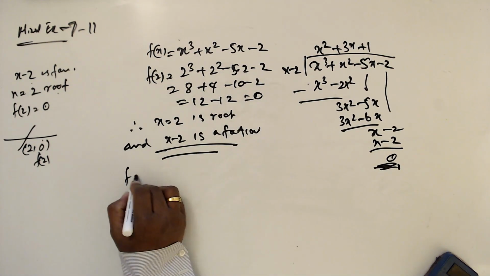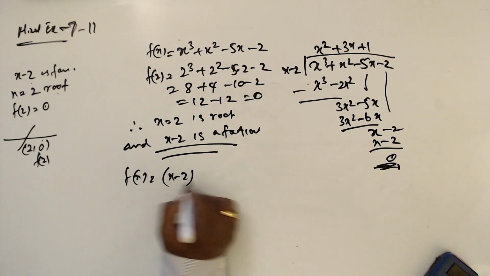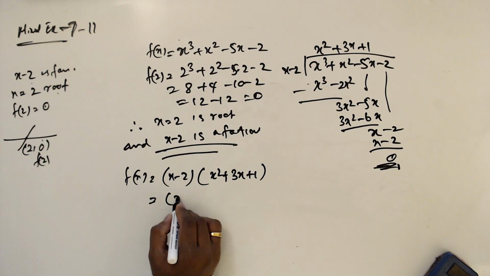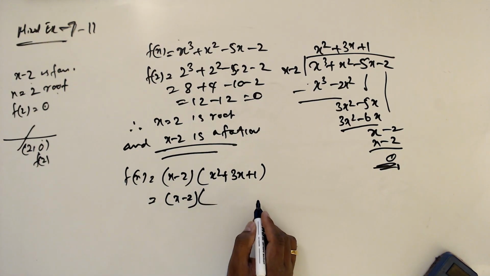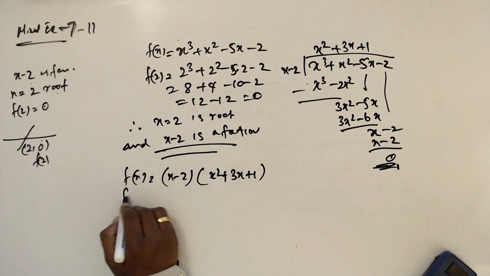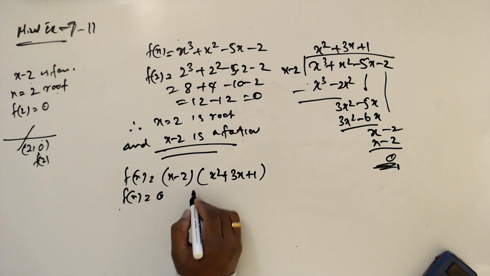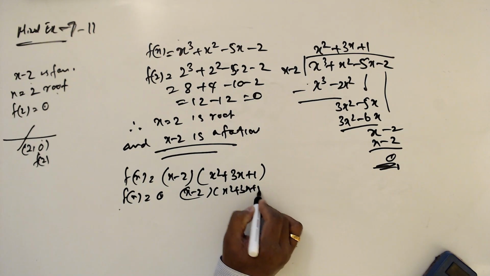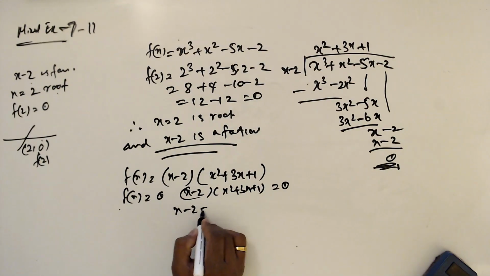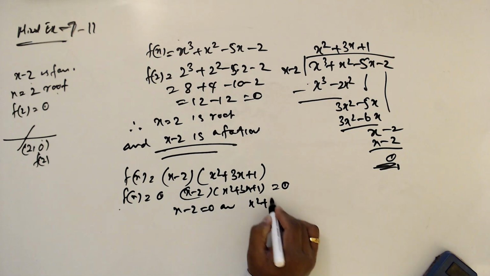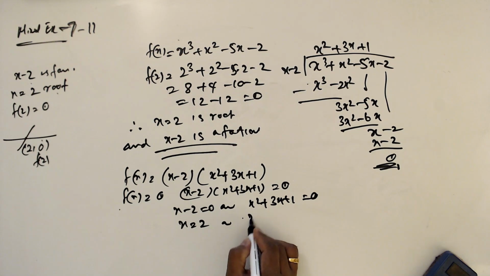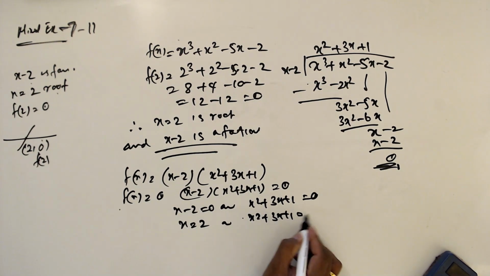Now we can write f(x) is x minus 2 times x squared plus 3x plus 1. Now see whether you can easily bracket out, otherwise we have to leave it as it is. We can't bracket out this one. To find the solution f(x) equals 0, then x minus 2 times x squared plus 3x plus 1 equals 0, then x minus 2 equals 0, or x squared plus 3x plus 1 equals 0, then x equals 2, or x squared plus 3x plus 1 equals 0.